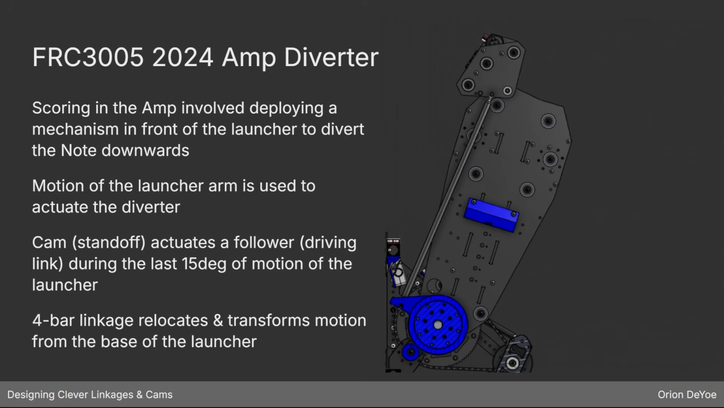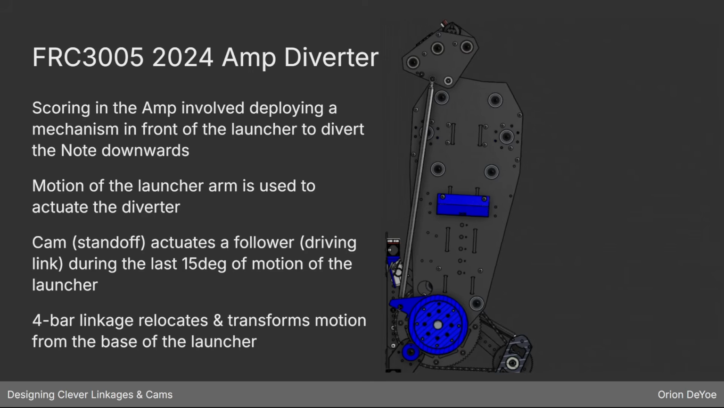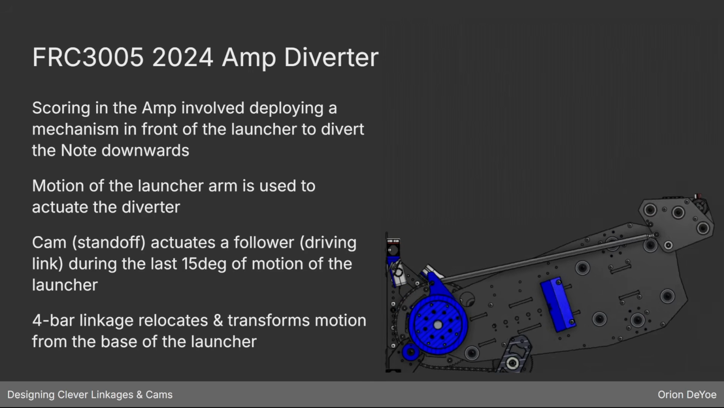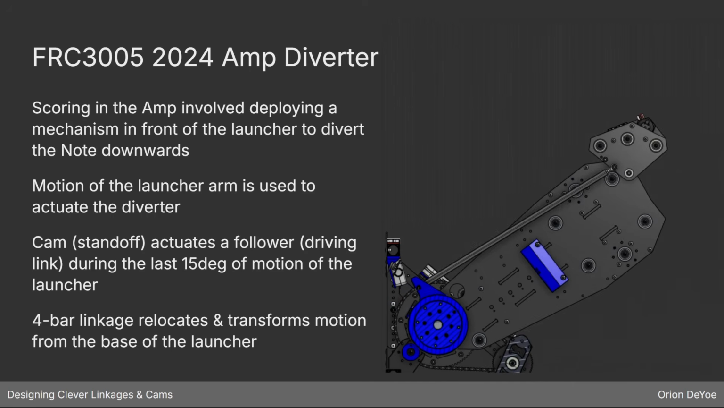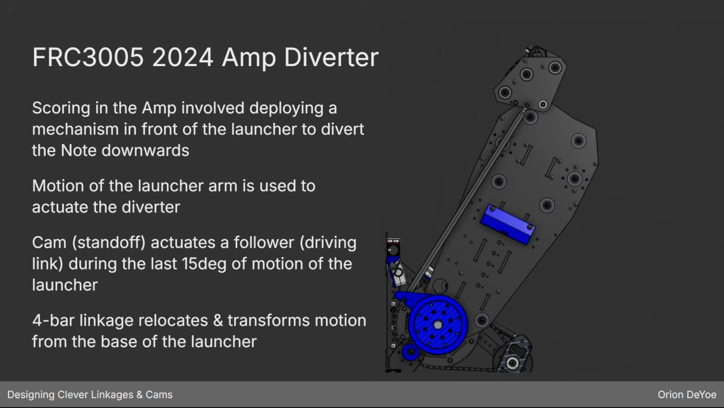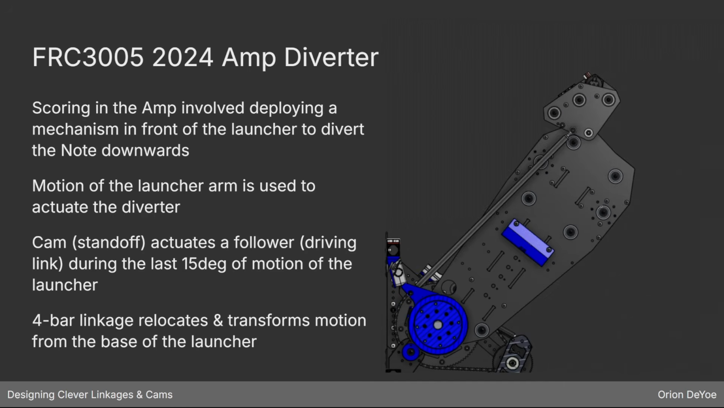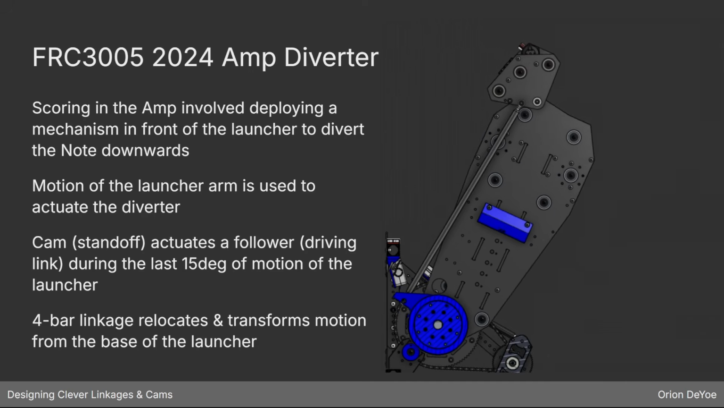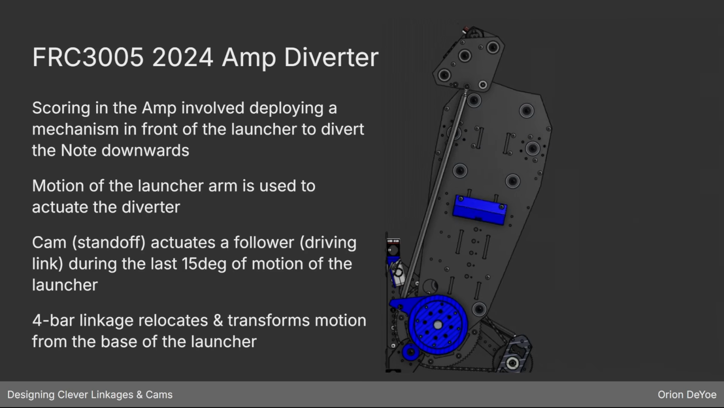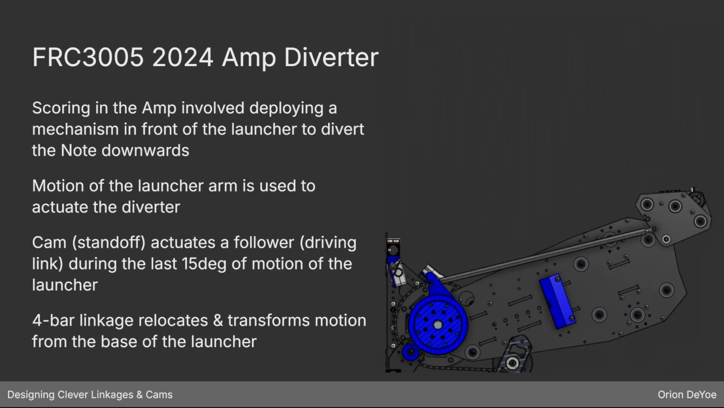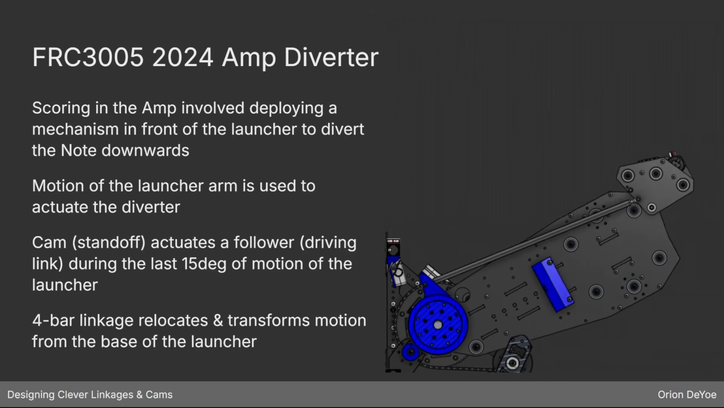Okay, so on our 2024 robot, we had a pretty large launcher, and that would launch the rings, the notes, and it had quite a bit of angle control on it. And when we would score in the amp, we wanted to deploy this mechanism with some rollers on it in front of the launcher. The launcher would get the note high enough that it could get scored in the amp, and then this diverter would turn it around almost 180 and launch it down into the amp.